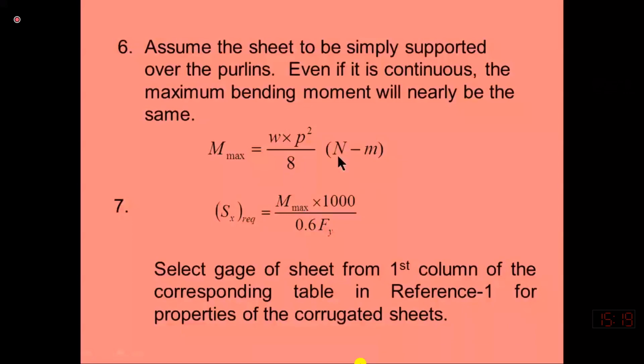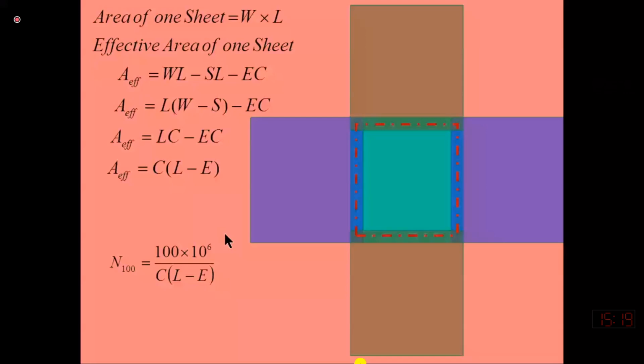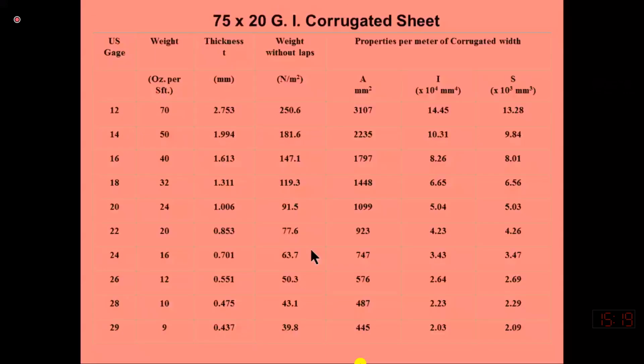So then we will try to select the section by using this table. So we will try to select a roof sheet which is having section modulus more than or equal to our required section modulus. So depending upon our required section modulus, we will select the suitable gauge of the sheet.